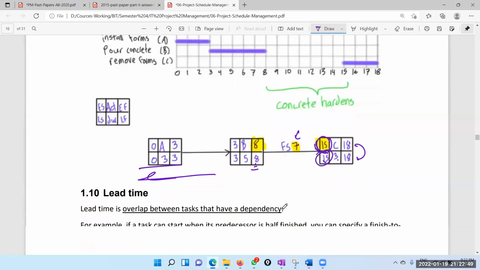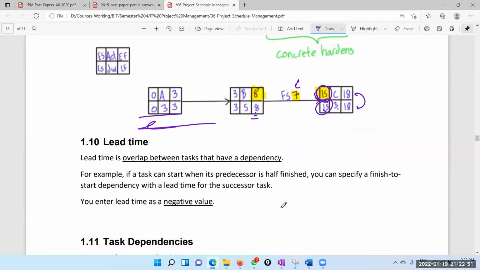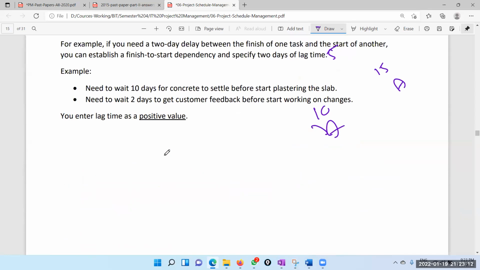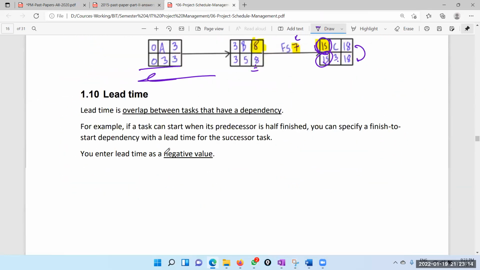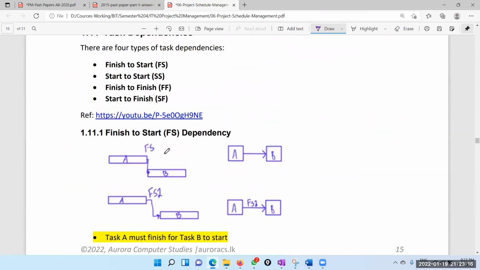So then we have something called lead time. Right? Lead time is overlapping between tasks. Sometimes they will say we can start this task before the previous task has ended, maybe 3 days before the previous task ends. So then it's a lead time. Usually for the exam, the more important one is the lag time, not the lead time.